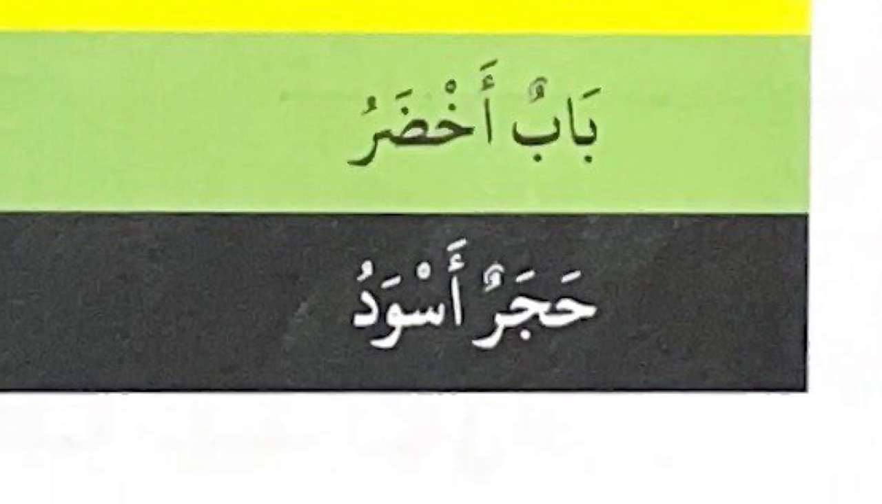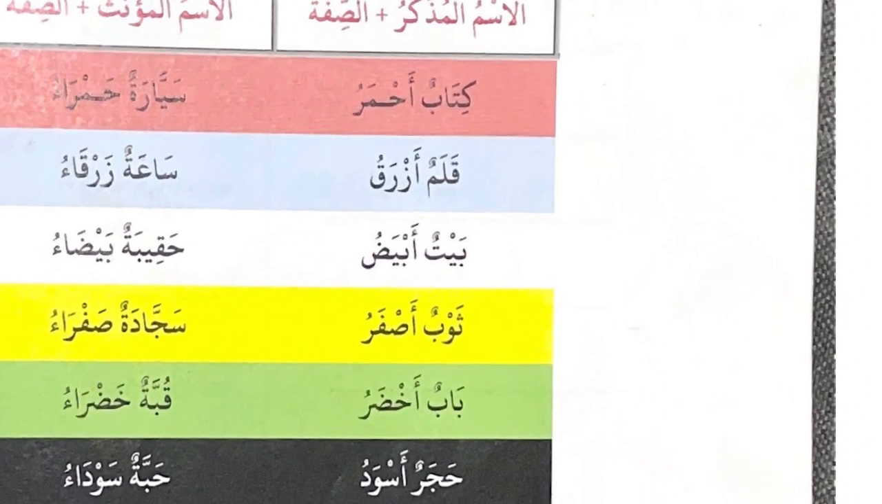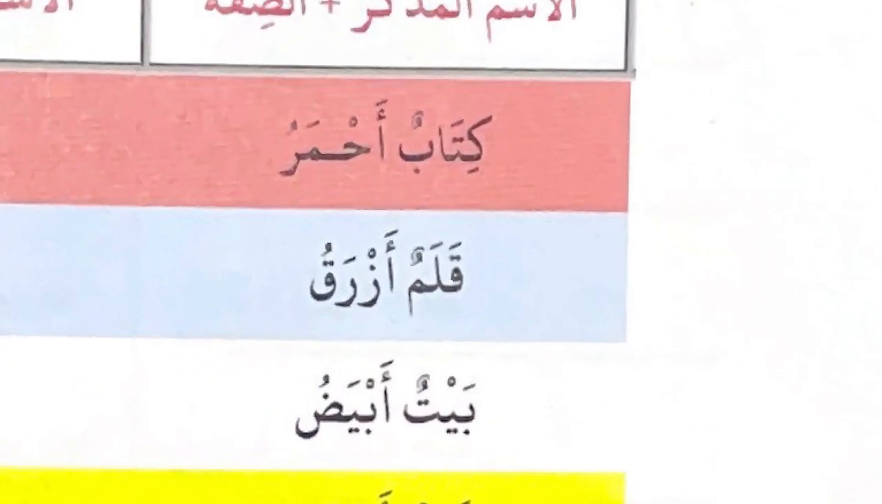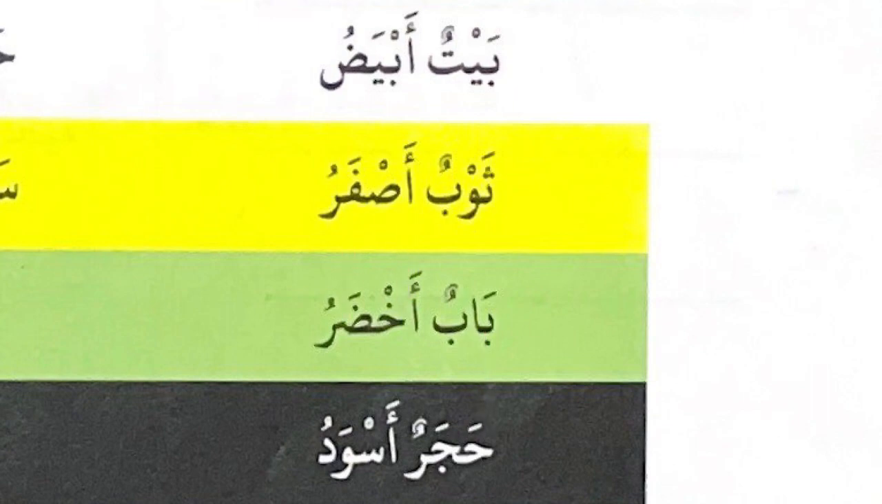Our last color in this lesson is aswad, which is black. The example here is hajarun aswad. Hajar is stone and aswad is black, so a black stone. All these colors that we have just seen are for when you use them together with a mudzakkar word: kitab ahmar, qalam azraq, bayt abyad, thawb asfar, bab akhdar, and hajar aswad.